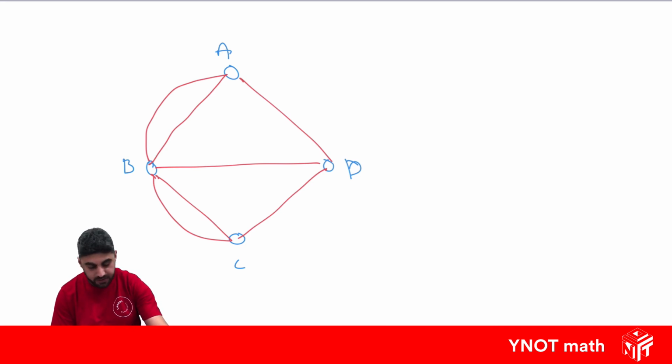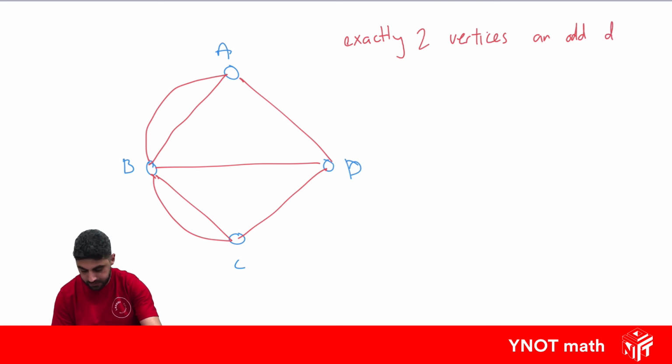That's if exactly two vertices have an odd degree, or no vertices have an odd degree. It would be possible.